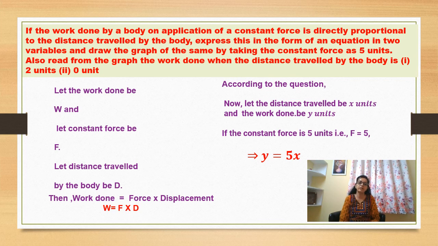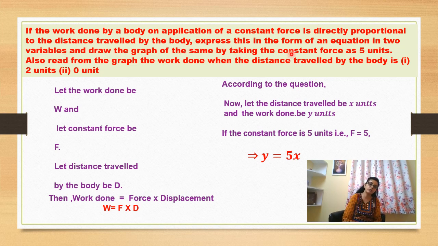The work done by the body on the application of constant force is directly proportional to the distance travelled by the body. Express this in the form of an equation in two variables and draw the graph of the same by taking the constant force as 5 SI units.